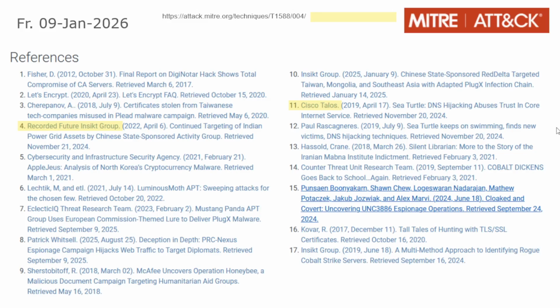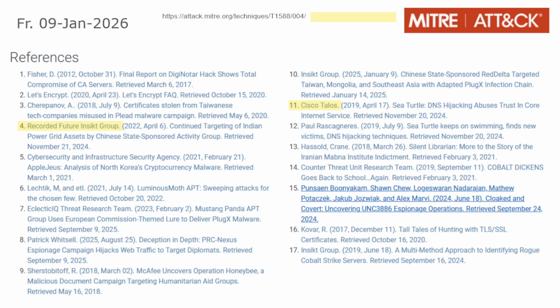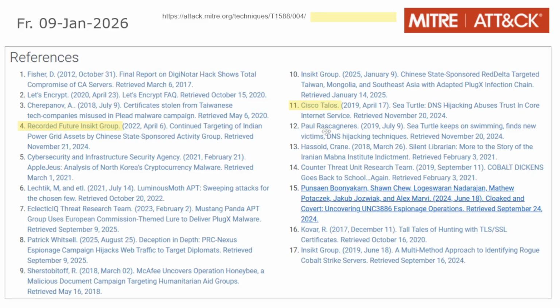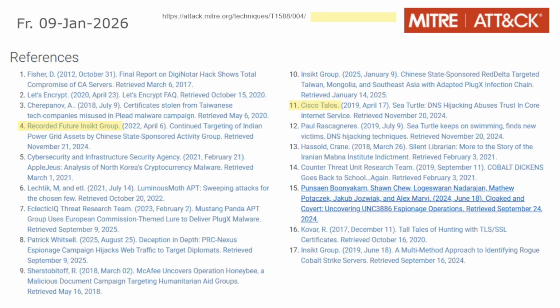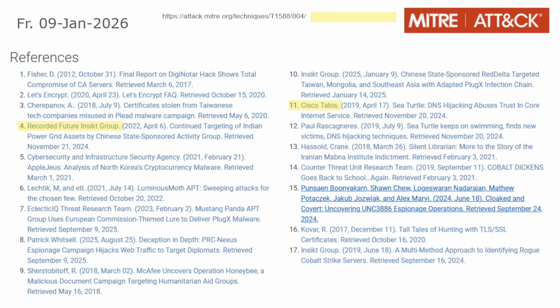Sea Turtle DNS hijacking, abuse of trust in core internet services. 2024 retrieved, the thing is from 2019. And then we have Paul Reskagneris, Sea Turtle keeps on swimming, finds new victims. Again, Sea Turtle appears to be a thing here. Hasselt Crane, Silent Librarian. This was one of the procedures that we have seen there. One of the procedures indeed.